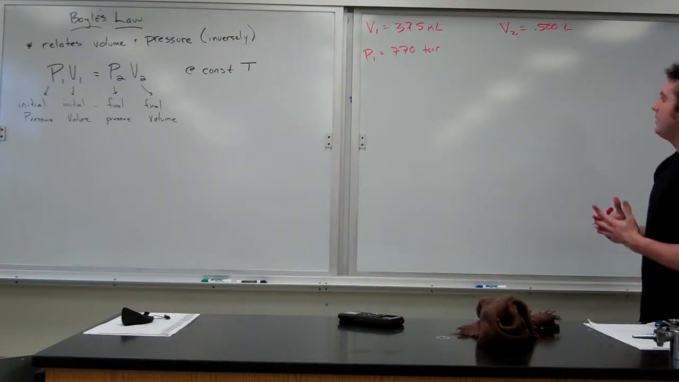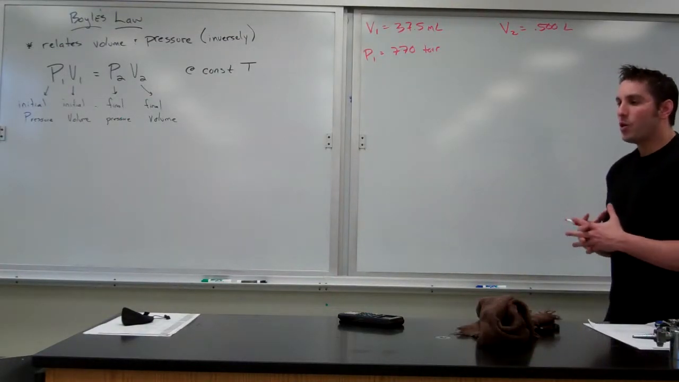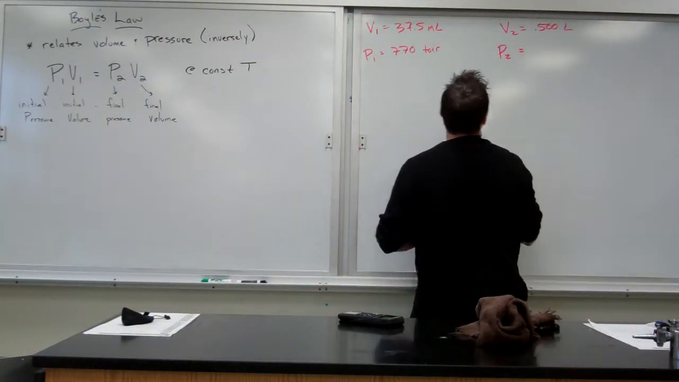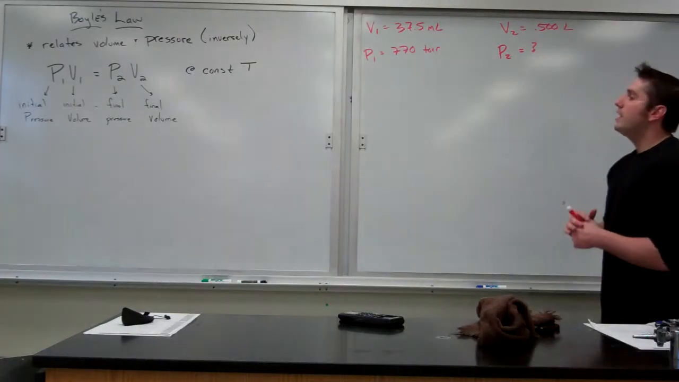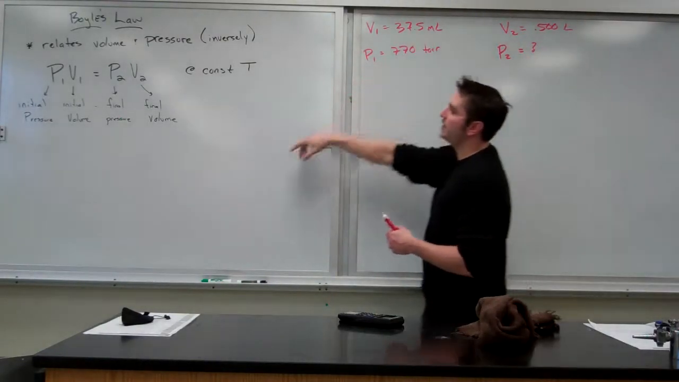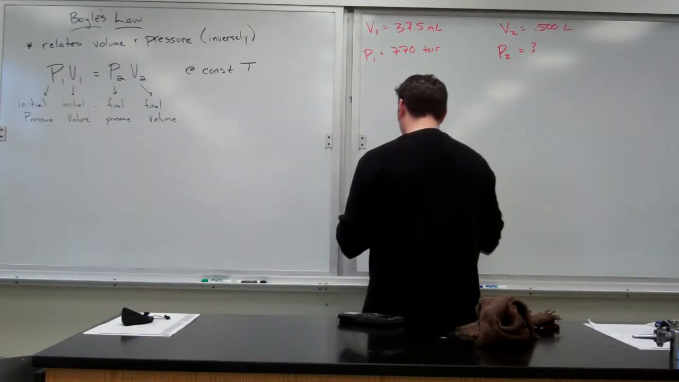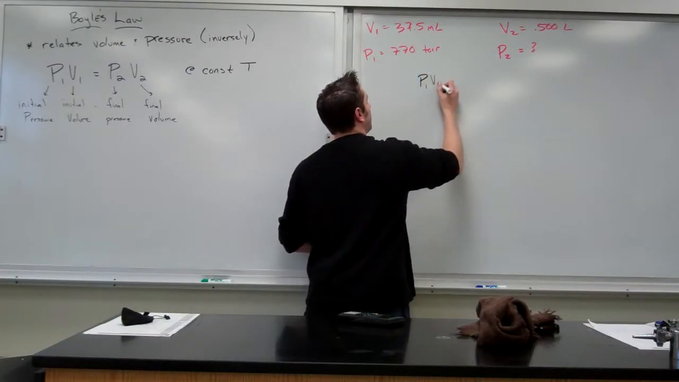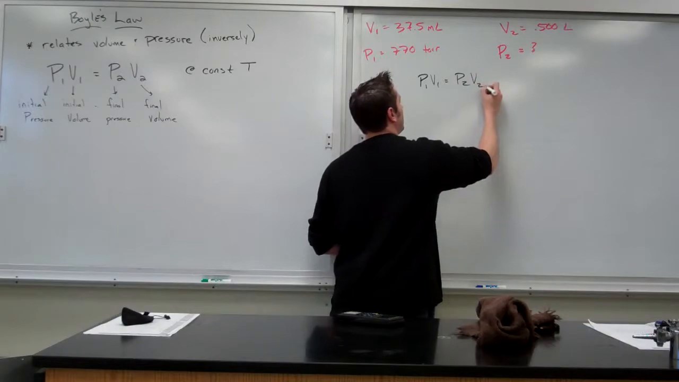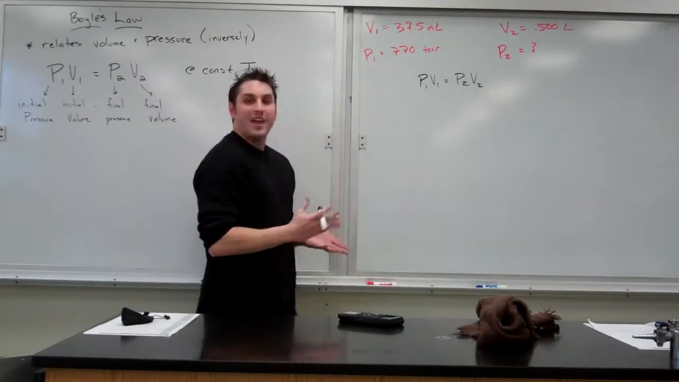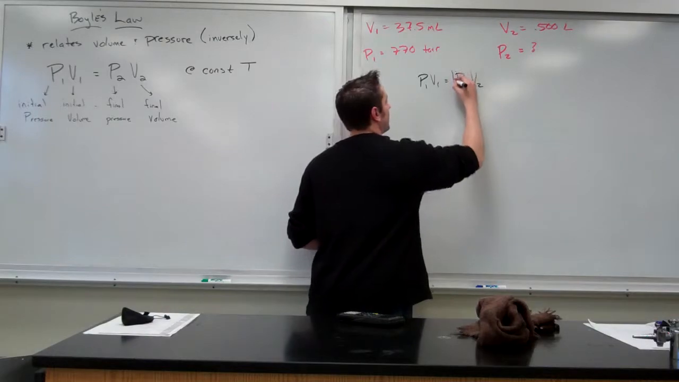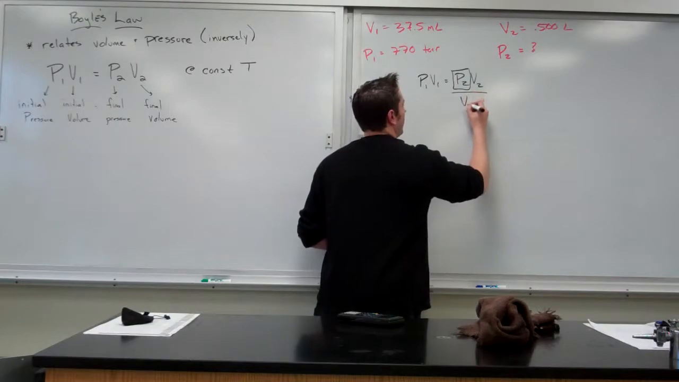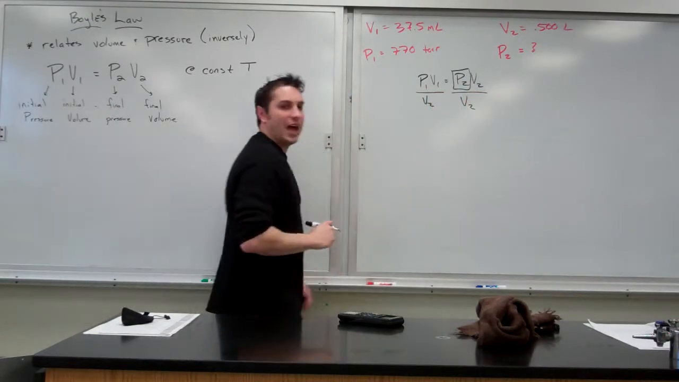Out of numbers, now I list what I'm trying to find. Question says, what will be the pressure? I must be looking for P2. Again, I pick an equation that has P's and V's. That means Boyle's law. P1 V1 equals P2 V2. Then I isolate what I'm looking for, which is P2. I see times V2, so to get rid of it, divide both sides by V2.